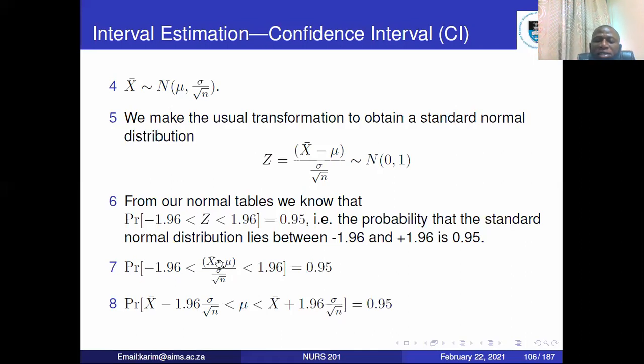And then the X, we take X across so that we have X bar minus what we have here. And then we take the X also across, and then we get X bar plus 1.96 multiplied by sigma over square root of n.